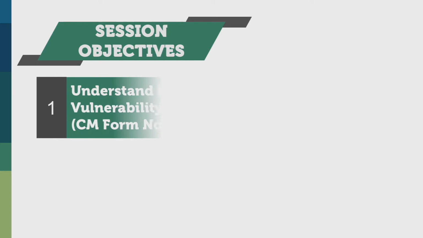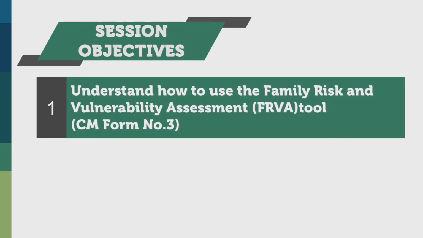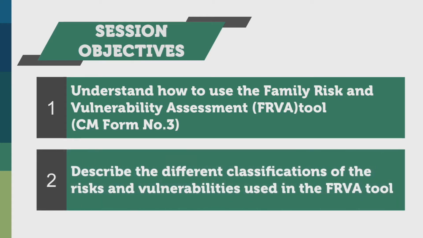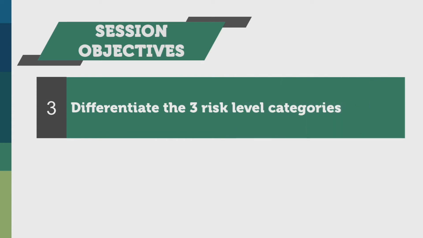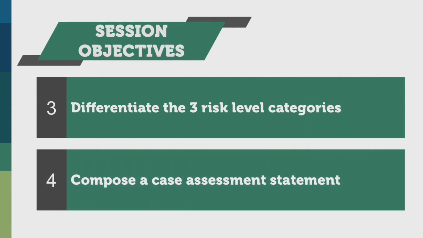Before we dive in, here are the session objectives. Number 1. Understand how to use the Family Risk and Vulnerability Assessment tool, or CM Form number 3. Number 2. Describe the different classifications of the risks and vulnerabilities using the FRVA tool. Number 3. Differentiate the 3 risk level categories. And number 4. Learn how to compose a case assessment statement.